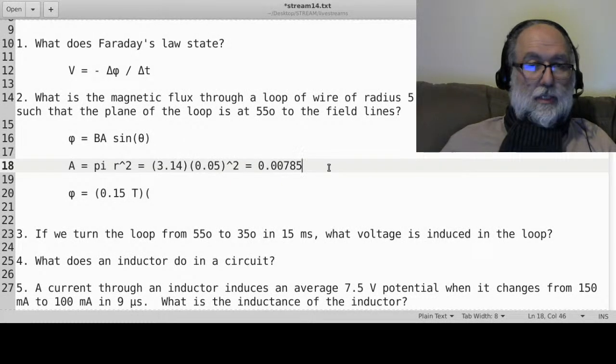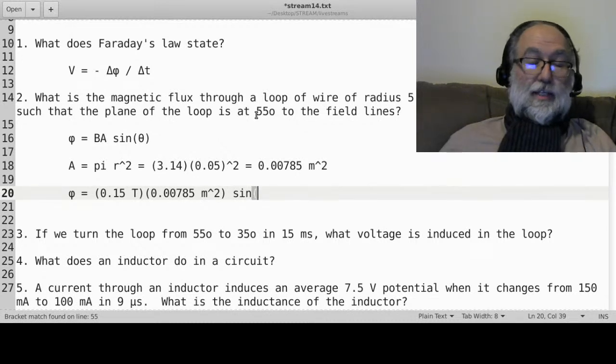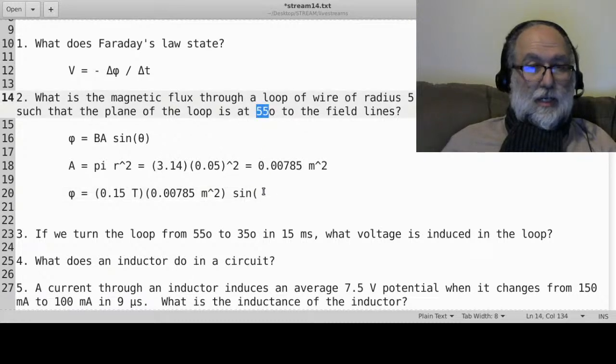It turns out to be this, okay? And that's in meters squared. And so that's the number we're going to plug in right here, okay? And then sine of theta, and that angle theta is the 55 degrees. It is the angle that the plane of the loop makes with the B field. So 55 degrees like this.